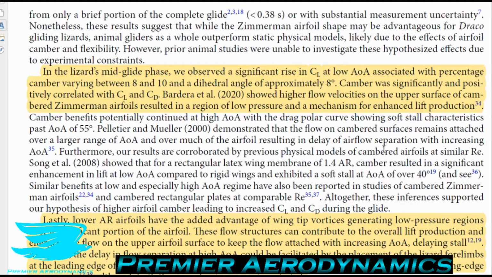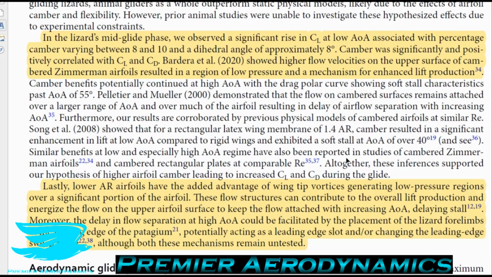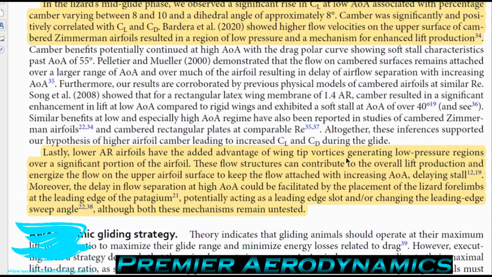This is pretty cool. The Zimmermann airfoil has another little mechanism for producing lift, which is not the same as regular thick or even thinner NACA airfoils. But we'll have to cover this in a few weeks' time.